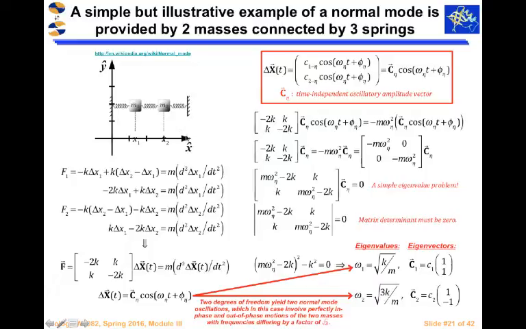And so if we use this as a trial solution and just plug it into the proper dynamical equations, we will find that we get two solutions. We have two masses that will give us two sets of equations. It will give us two solutions.